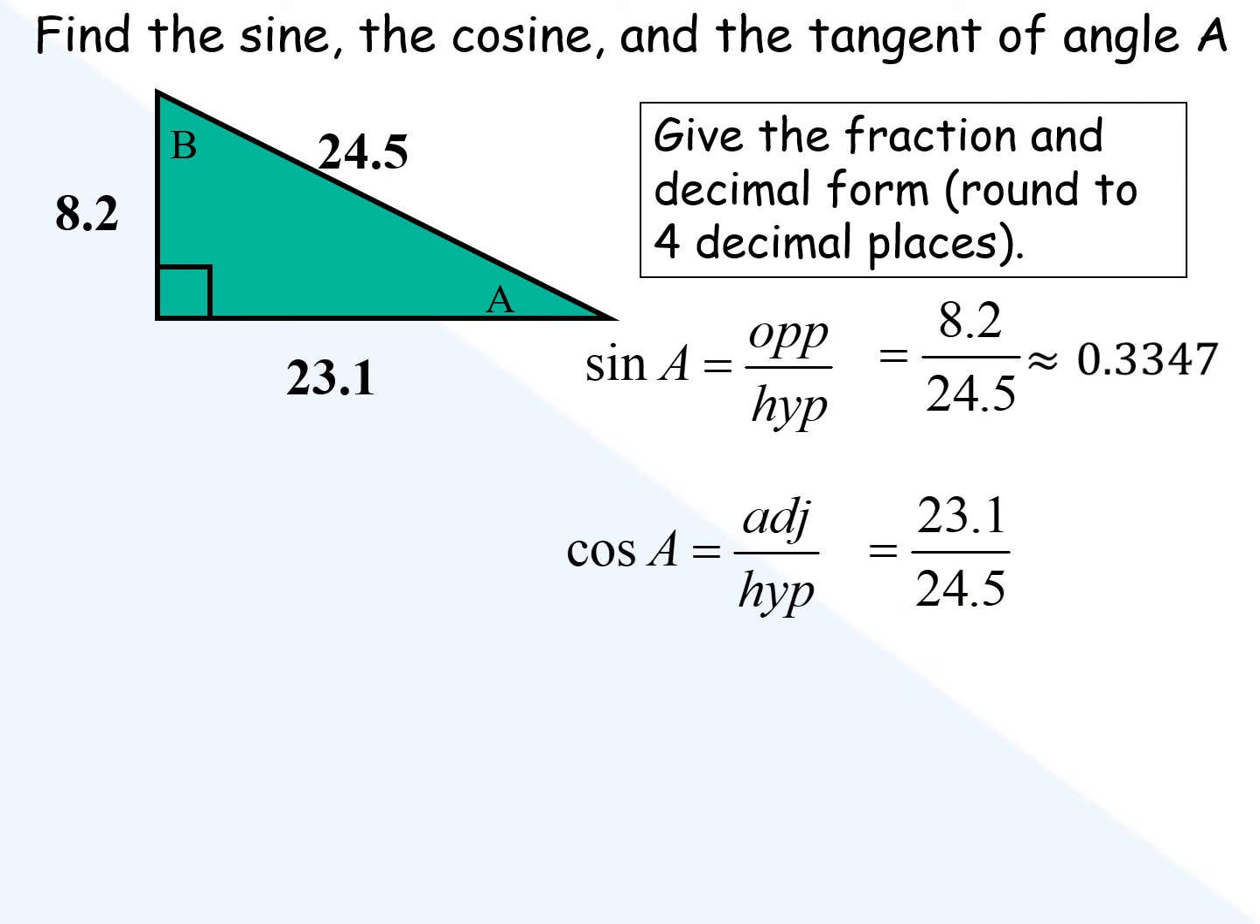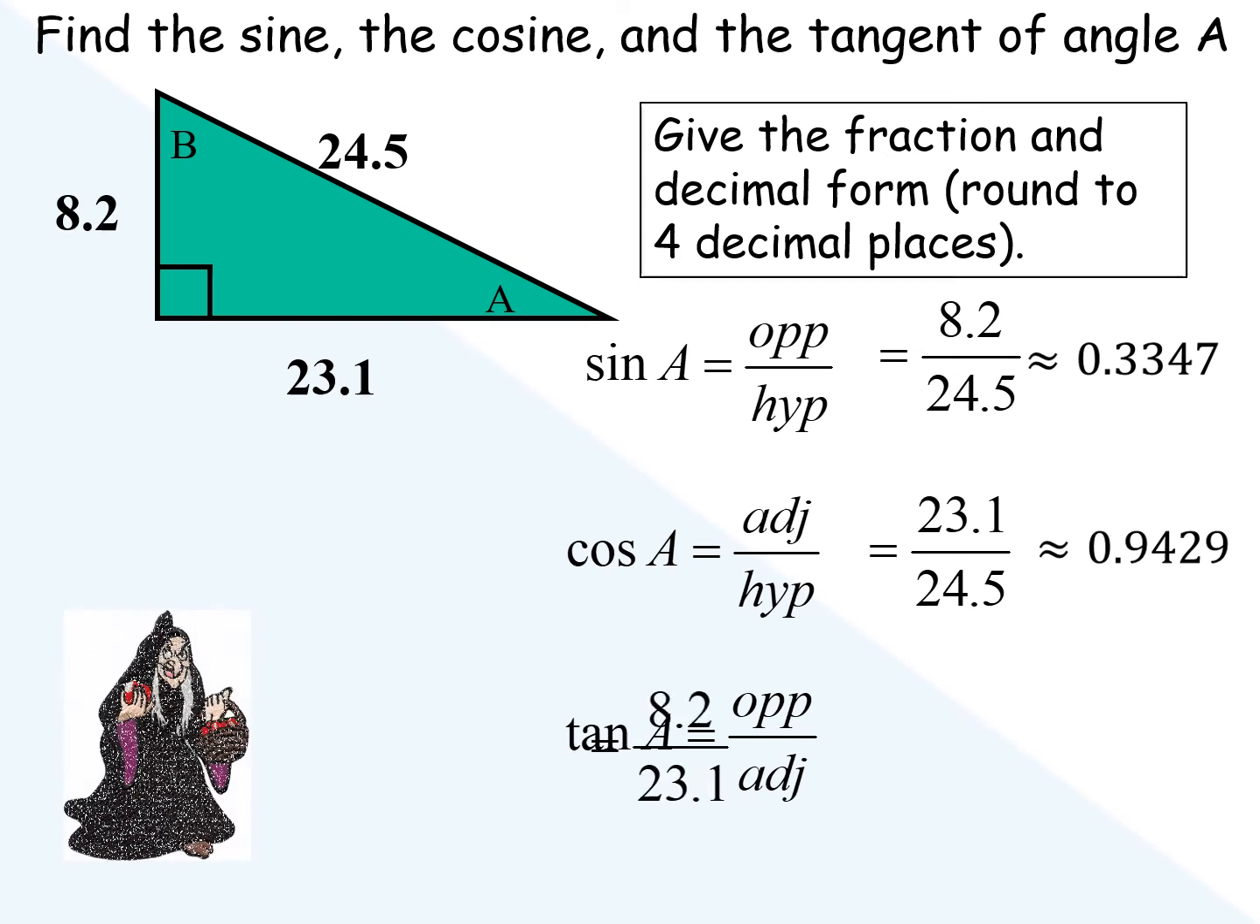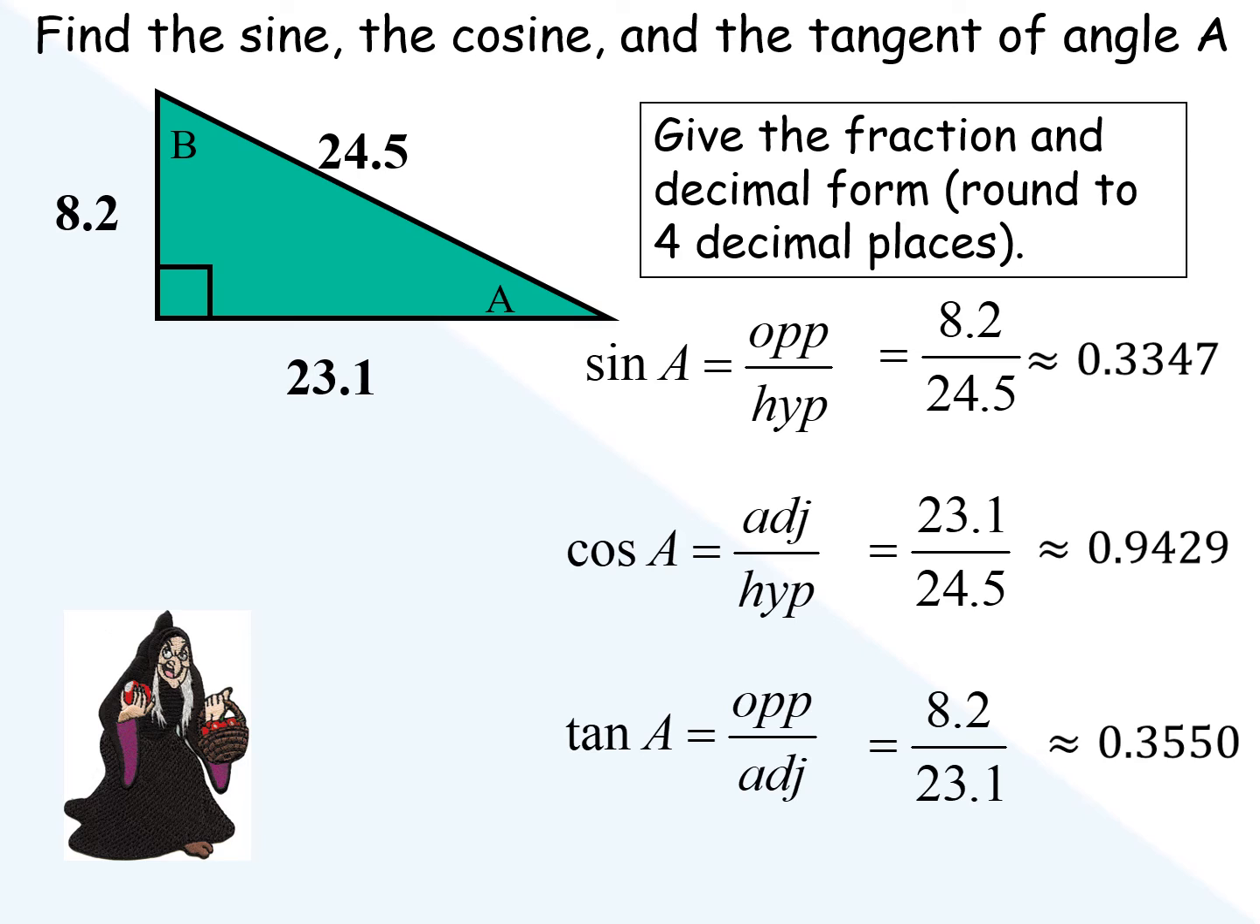And then cosine A equals adjacent over hypotenuse, CAH. It is equal to 23.1 over 24.5, or approximately equal to 0.9429. And then we have tangent A, which is equal to TOA, opposite over adjacent. It is equal to 8.2 over 23.1, which is approximately equal to 0.3550.